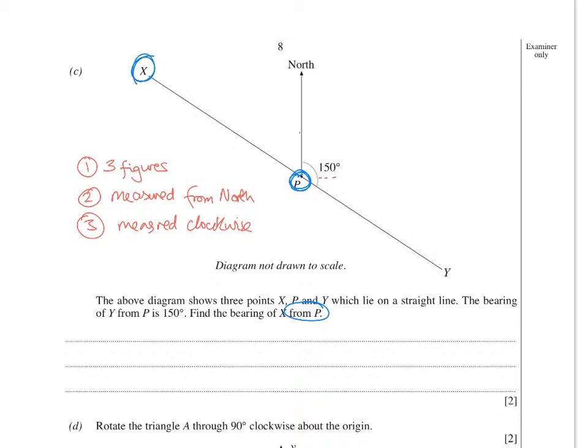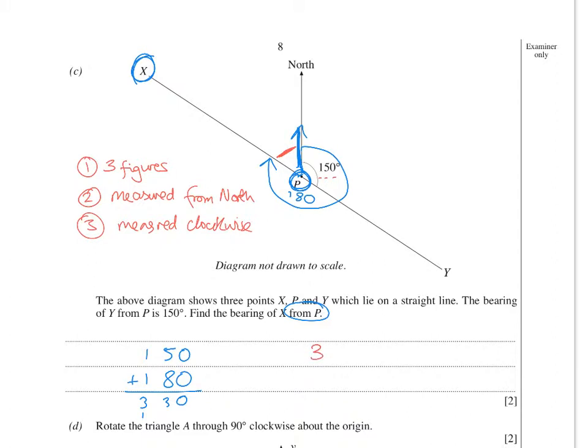So I need to measure from north, so up here, and I need to go all the way around because I measure clockwise. Now there's 2 ways of doing this. I know that on a straight line is 180, so I know that it is 150 degrees already, and then a further 180. So I just add them together. 0, 13, carry the 1, 3. So my answer is 330 degrees. Or I could have said it's just missing that little segment there.